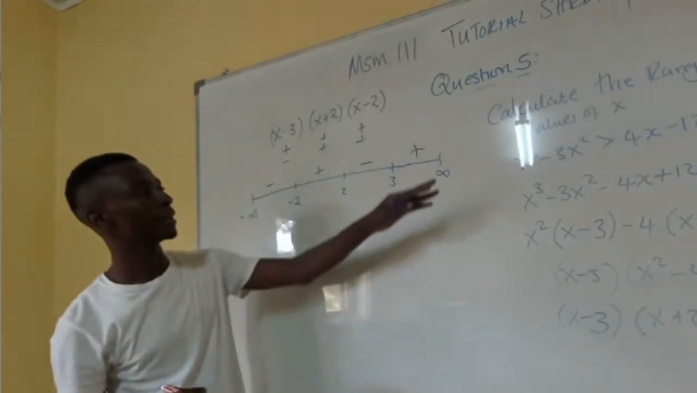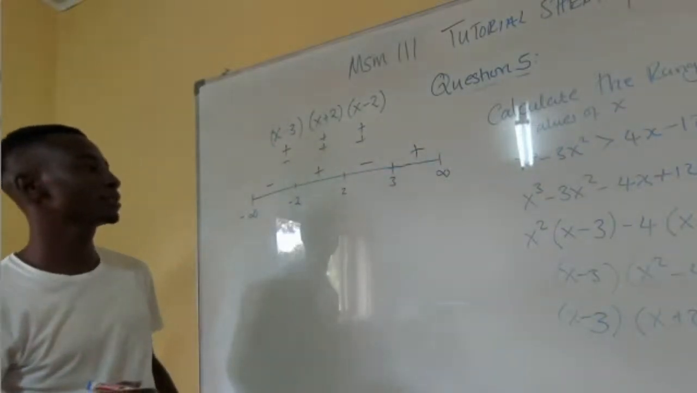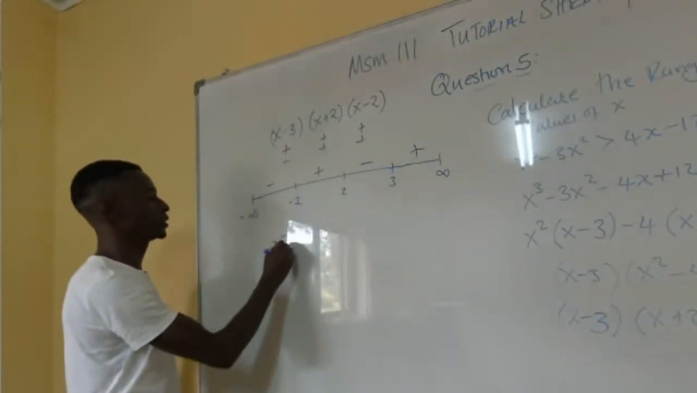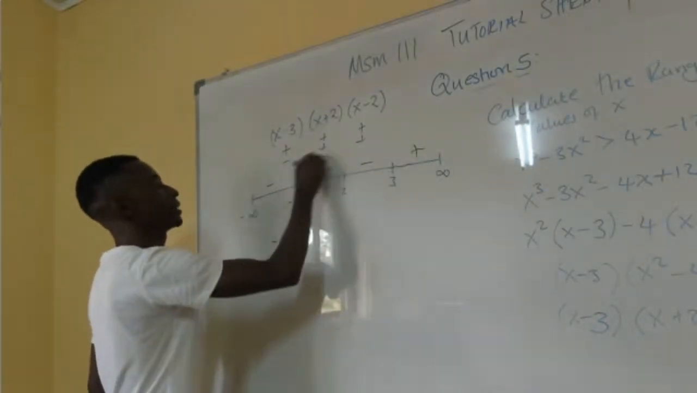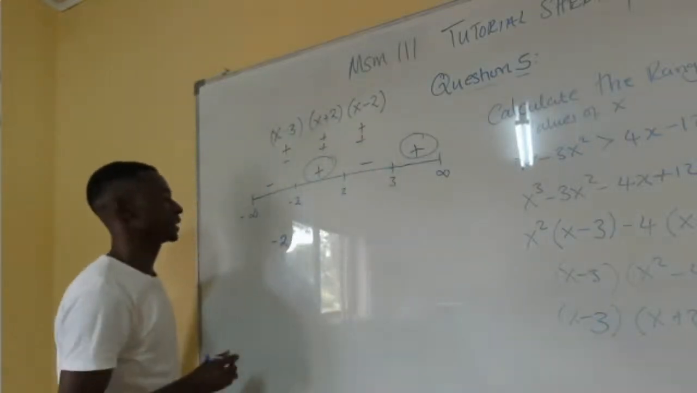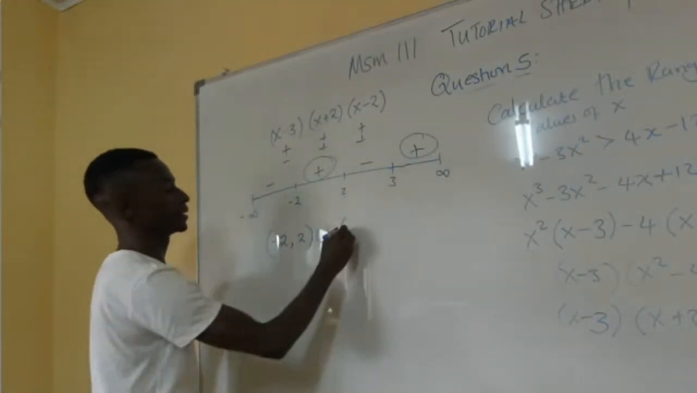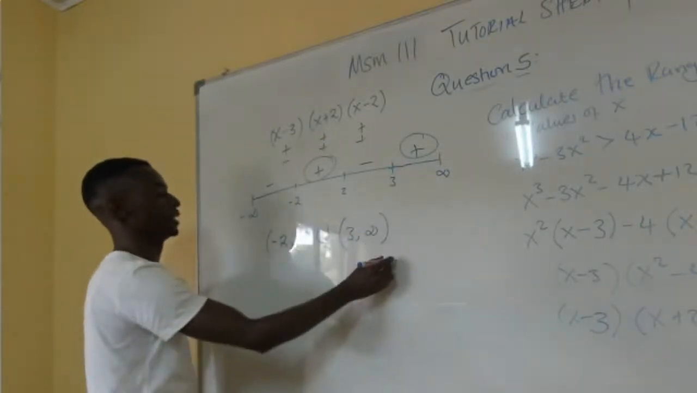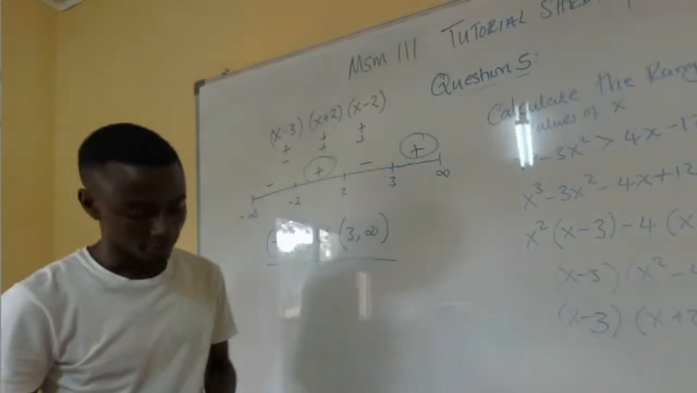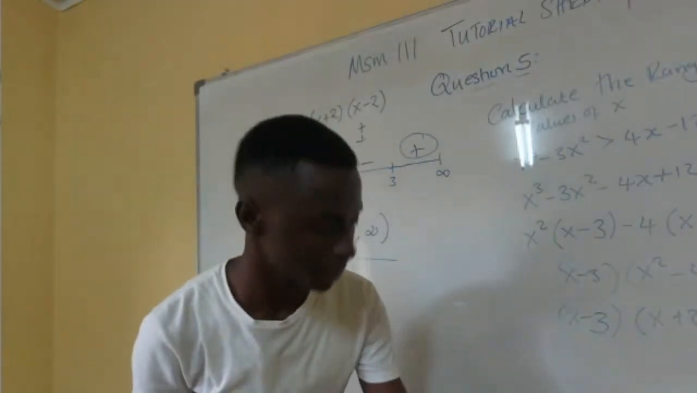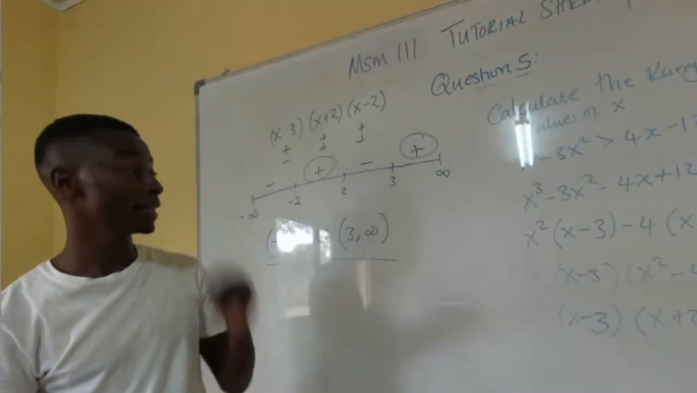So now we want to calculate the range of values of x. So the range of values of x here, it's negative 2, comma 2, because these are the ones giving us what? Positives. So negative 2, comma 2, union, then 3, comma infinity. So that's what you're supposed to do. So I think we're done with question 5.